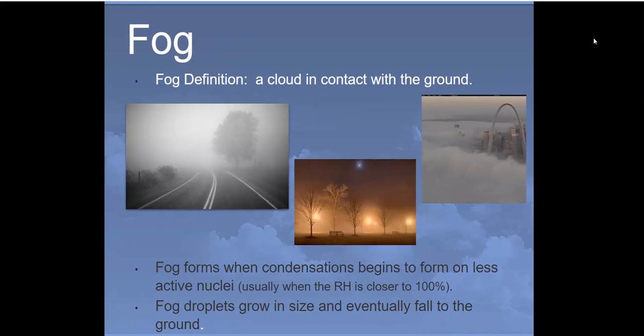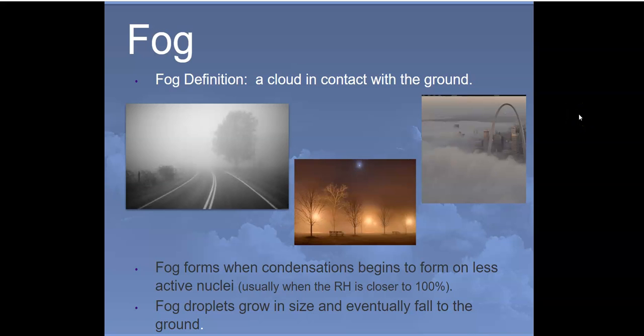That brings us to fog, which is literally just a cloud that's in contact with the ground. Here in Missouri, all three of these pictures are very common. This would be fog that's laying over the river. This is fog like in a park. And then we've all probably seen a foggy morning driving down the road.